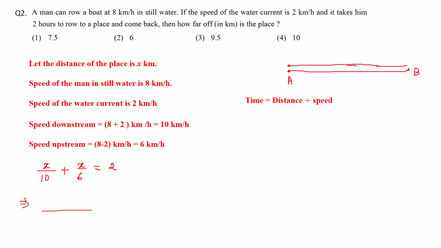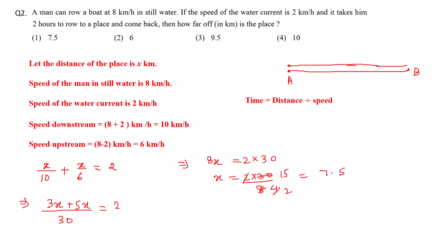Now find out the LCM of 10 and 6. So LCM is 30. So it will be 3x plus 5x is equal to 2. Let's solve it. So 3x plus 5x is 8x equal to 2 into 30. So x is equal to 2 into 30 divided by 8. So 2 times 4. Again simplify, 2 2s are 4, 2 times 15, and 15 by 2 will give you 7.5 kilometers. So option number 1 is the correct option.